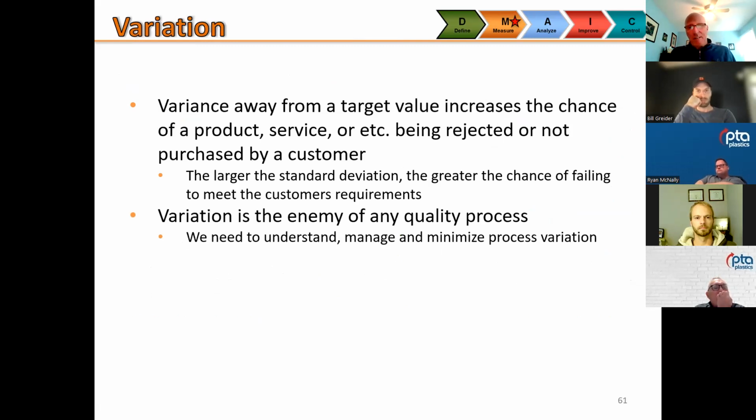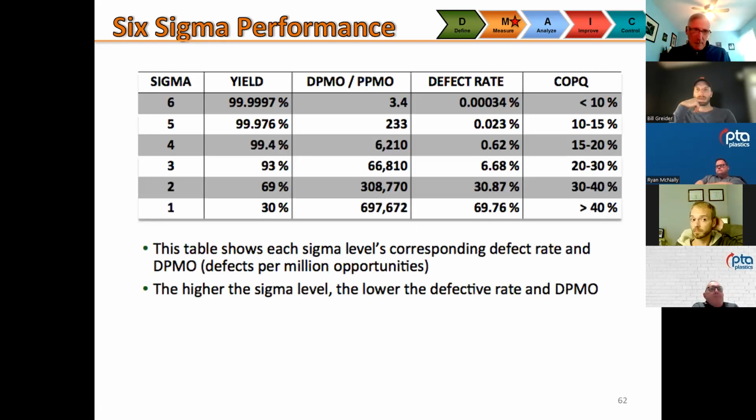And variation, again, is away from a target value. It increases the chance that we're going to have a problem, whether our product or service is going to get rejected or not, whether it's going to get purchased or returned. It's the enemy of any quality process. And again, Six Sigma, a level of quality, means that out of 1 million opportunities, we're only going to have 3.4 defects.